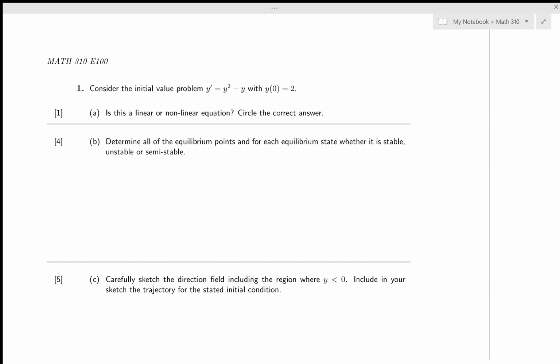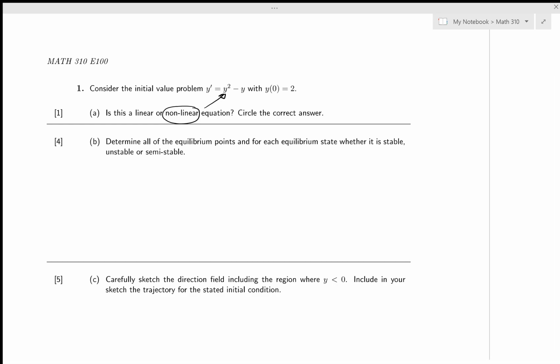Okay, so here's question 1. Is this linear or nonlinear? We have a first order initial value problem, y prime equals y squared minus y, with one initial condition, y of 0 equals 2. You circle the correct answer. The correct answer is nonlinear. Why is it nonlinear? Because of this y squared. It's not linear in the independent variable y.